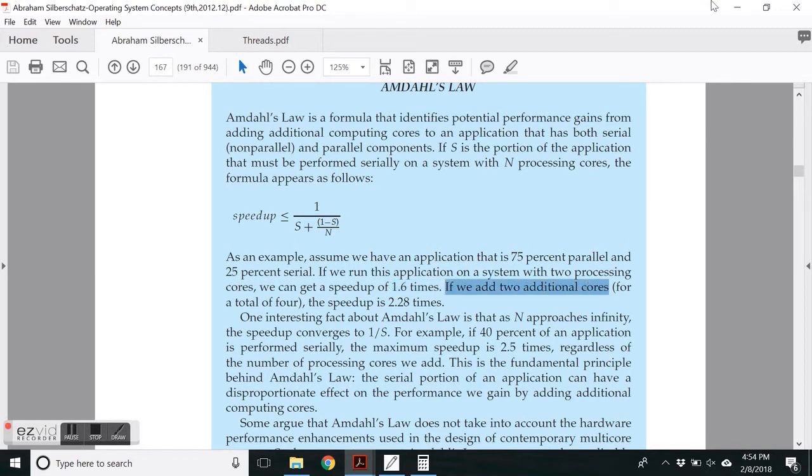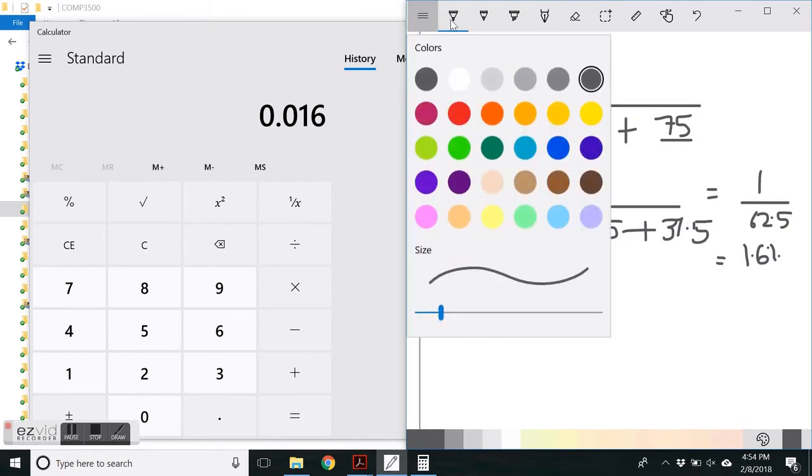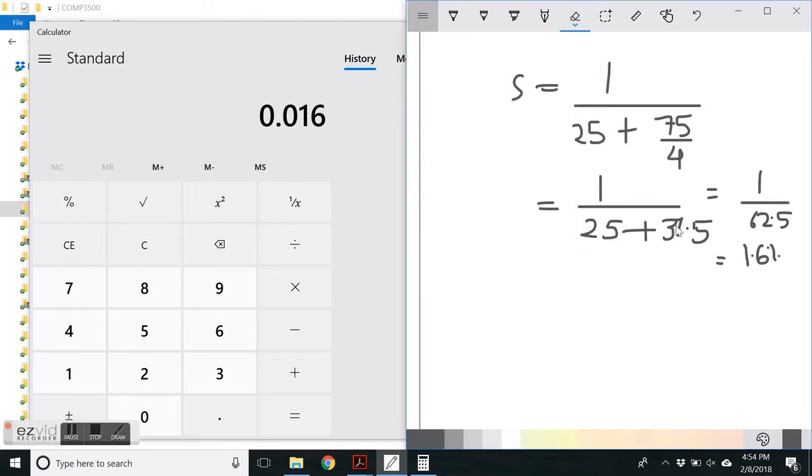Now the second part of this. So that's what we saw here. That was what we also got. So they say, what if we add 2 additional cores? Now we have a total of 4. That means this part becomes 75 over 4, which is 18.75, and the sum comes out to be 43.75.